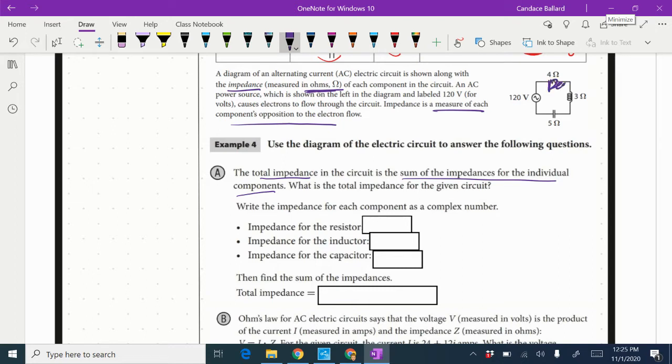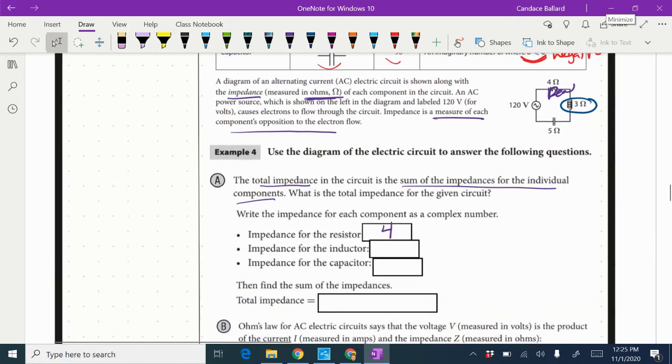Well, we know that this one here is a real number, so that's just going to be a 4. And then I know that this number here, because that's the inductor, is a positive imaginary number, so I'm going to write that one as 3i. And then I know this one here, the capacitor, is a negative imaginary number, so I'm going to write that one as negative 5i. Now we're supposed to find the total sum of the impedances. So we're going to do 4 plus 3i minus 5i, which is going to be 4 minus 2i.